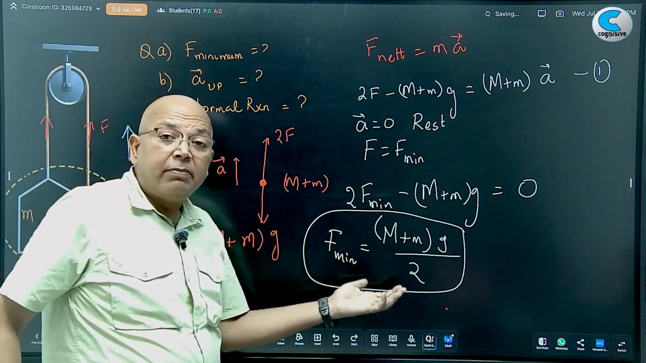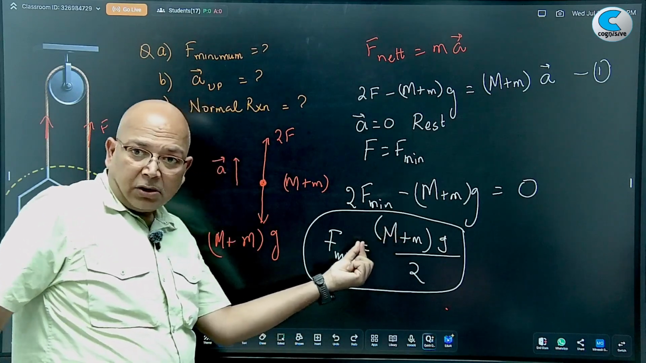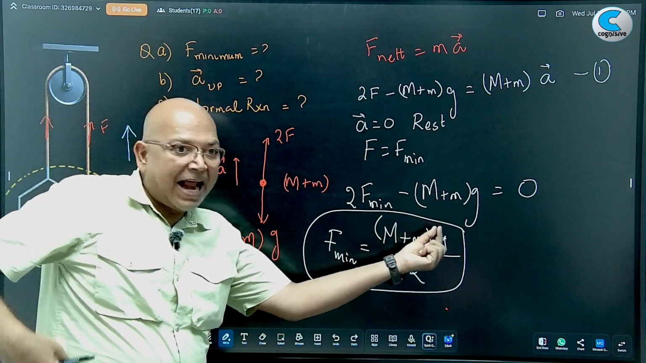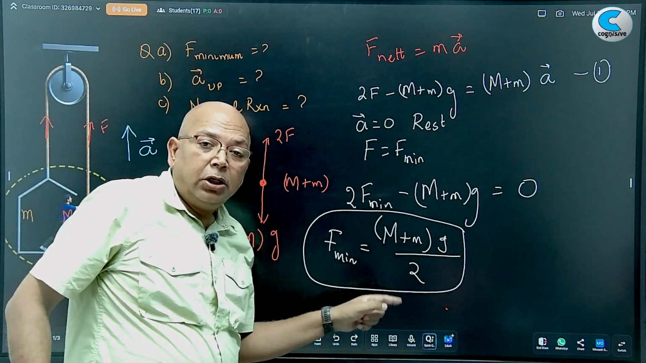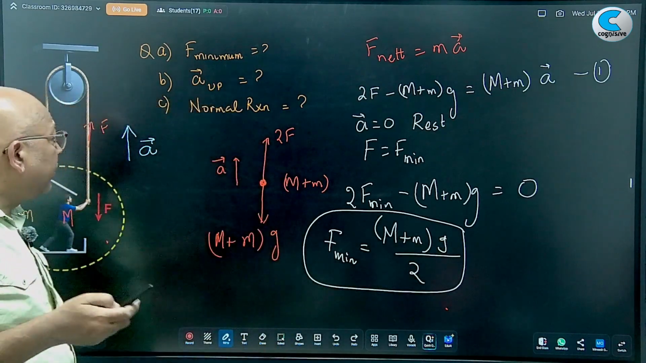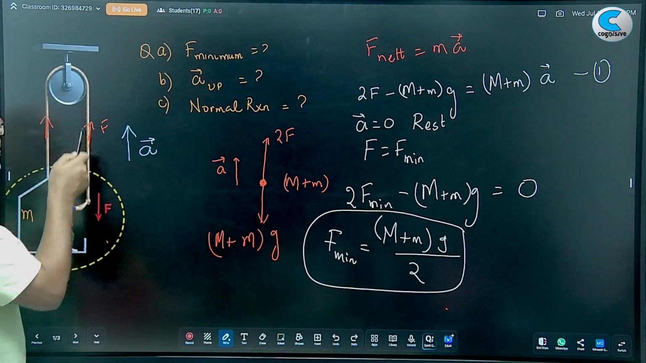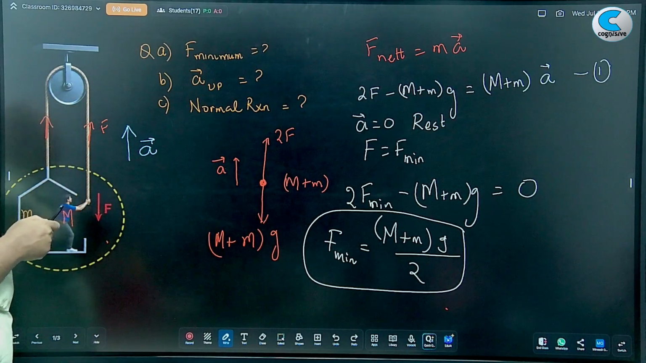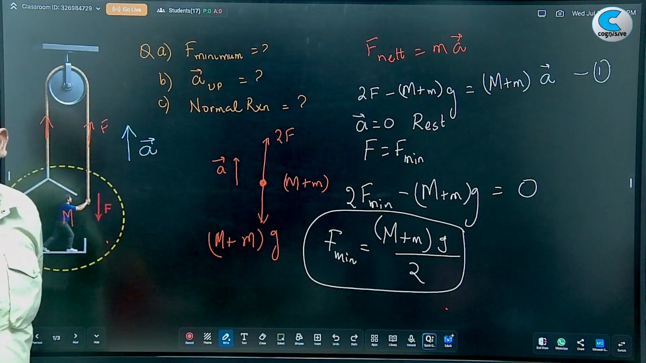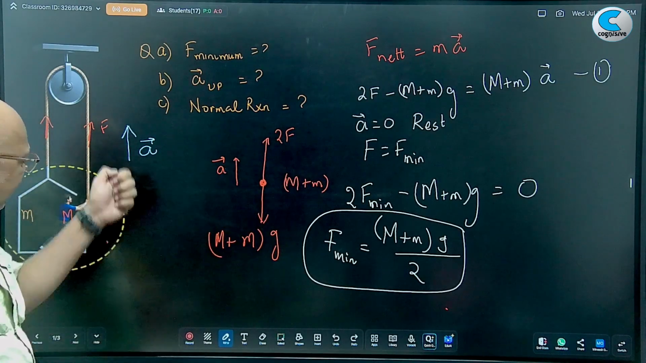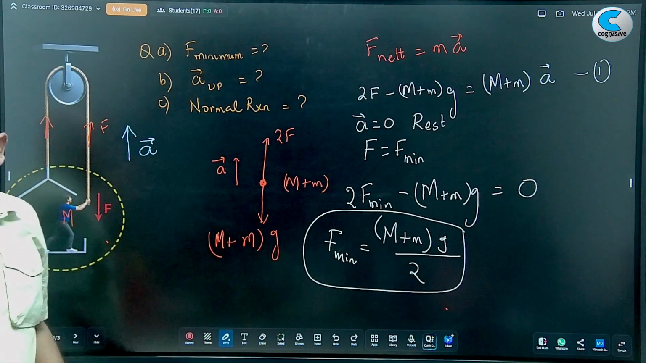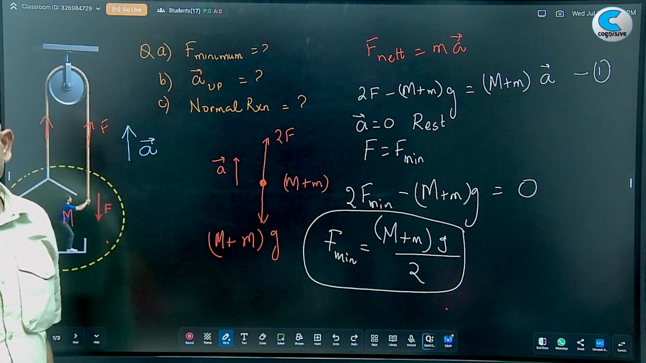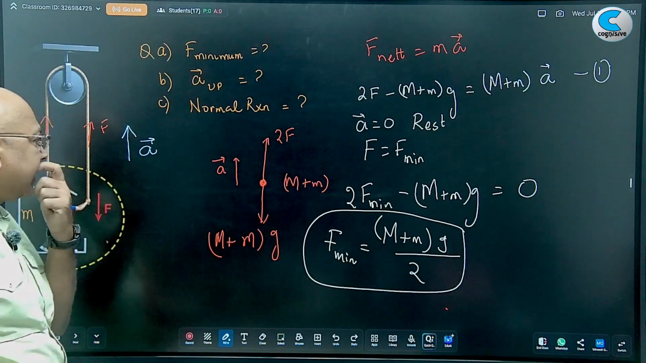So minimum force is how much? The total mass of the system into gravity divided by 2. Now look at it logically. Why 2? Because there are 2 ropes that are holding it together. So pulleys give us an advantage that applying one force, this gets multiplied by 2. Less effort is required through a pulley in this case.